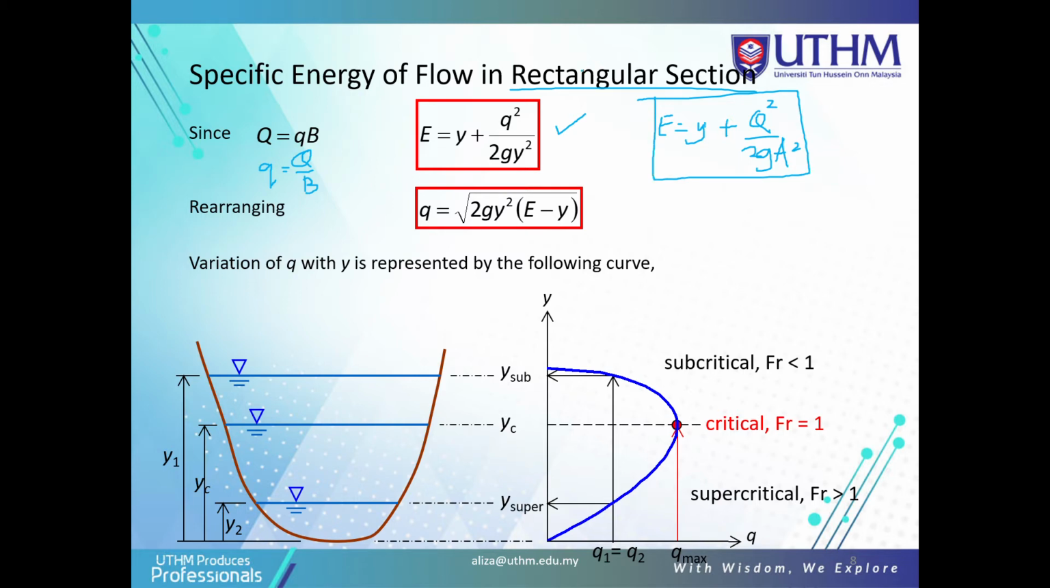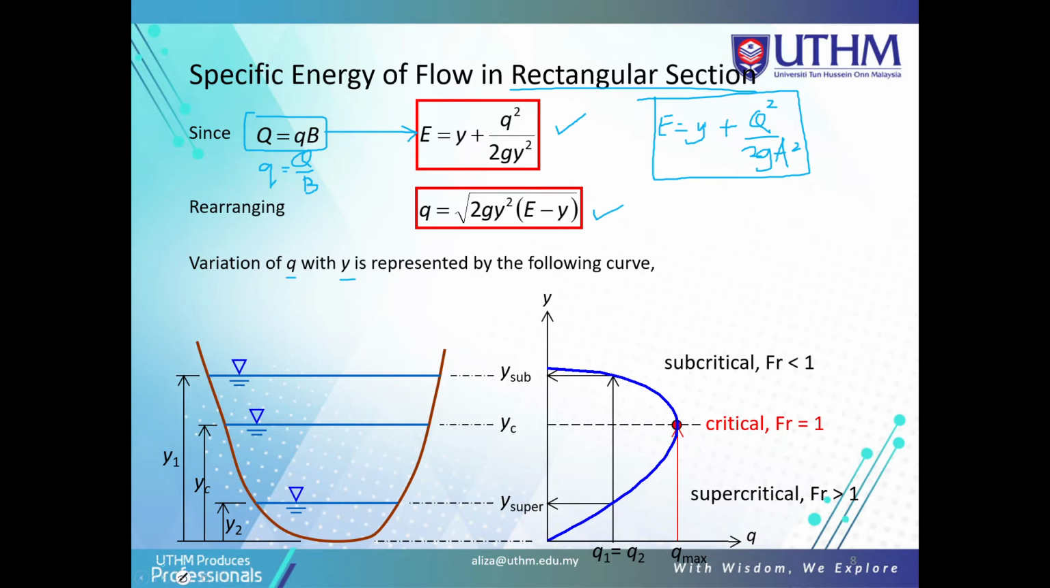Only for the rectangular section can you use the other one, because q, the discharge per unit width, is equal to Q over B. Rearranging from this formula, we get small q, discharge per unit width, equal to this formula, which is only for rectangular section. The variation of q with y is represented by the flow curve here.